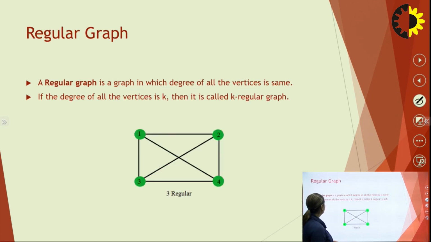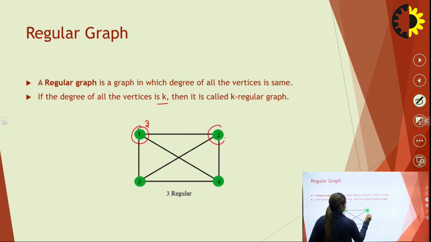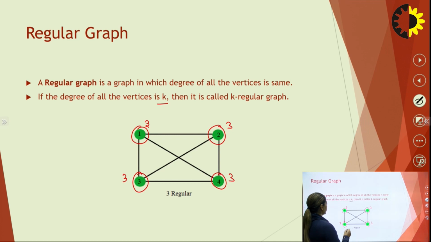Regular graph. A regular graph is a graph in which the degree of all the vertices is the same. If the degree of all the vertices is k, then it is a k-regular graph, right? So now let's see this graph in which the degree of this vertex is 3, this vertex is also 3, this vertex is also 3, this vertex is also 3. So that means this is a regular graph and it is called a 3-regular graph, means 3 is the degree of every vertex here, right?